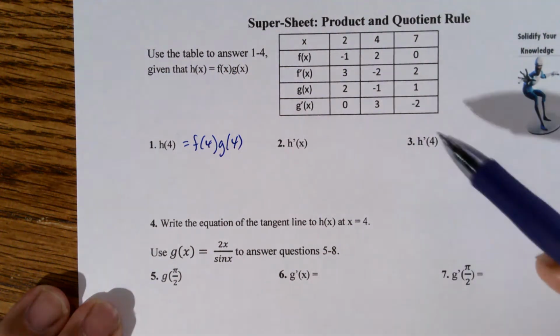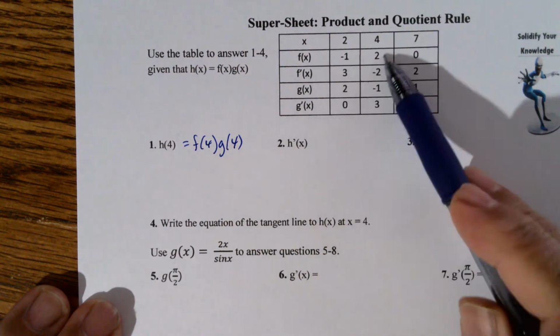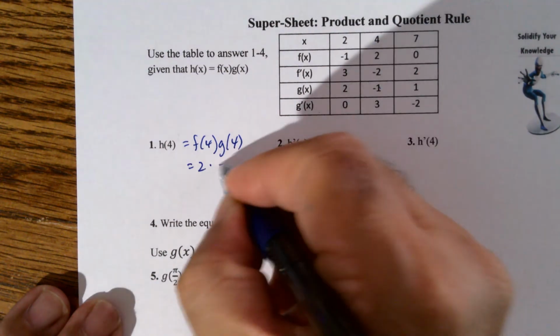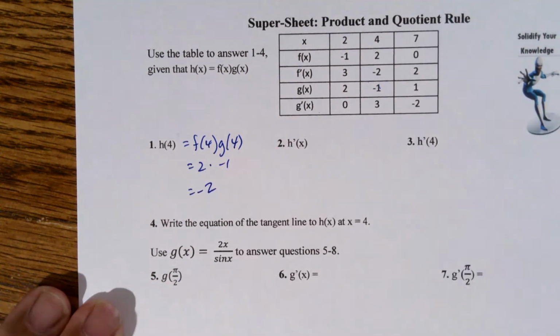And we have a table here. F of 4 is 2, and g of 4 is -1. So the answer is -2. That's it. It's asking for h prime of x.